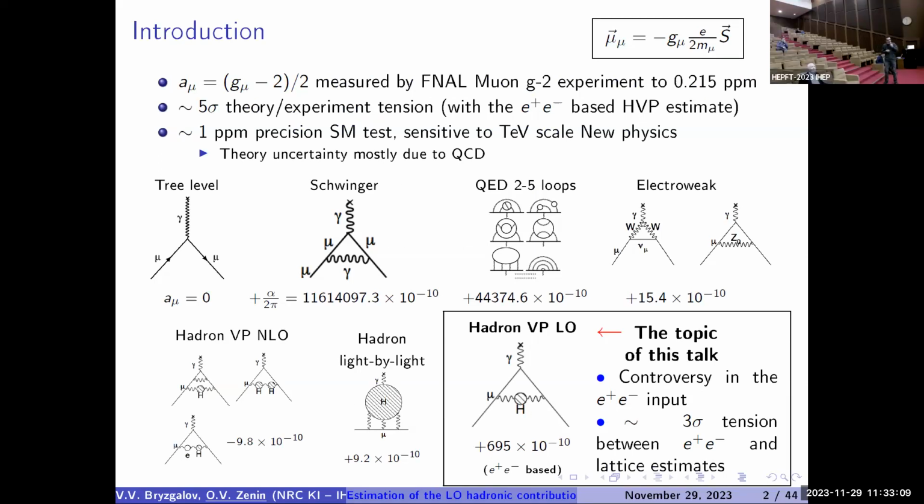Then the deviations from 2 originate from loop diagrams schematically shown here, starting from the lowest order in alpha QED. This is the famous Schwinger term, which contributes alpha over 2 pi. Then there are higher order QED contributions schematically sketched here. Now the exact calculations exist up to 5 loops. So this is an outstanding accuracy.